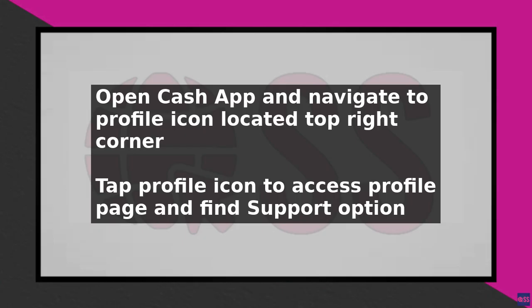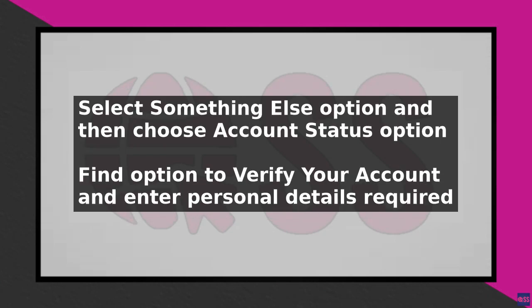Next, scroll down to the bottom of the page and select the Support option. From the Support menu, choose the Something Else option and then select Account Status. Here, you will find the option to verify your account, which will prompt you to enter your personal details, including your name, date of birth, and the last 4 digits of your Social Security number.